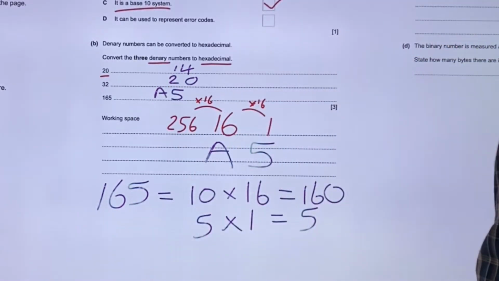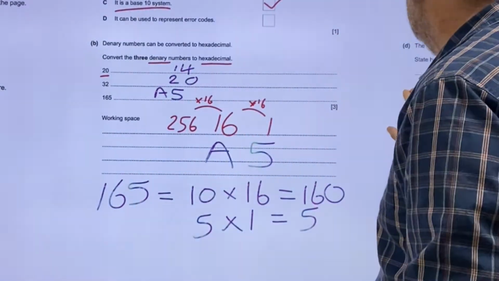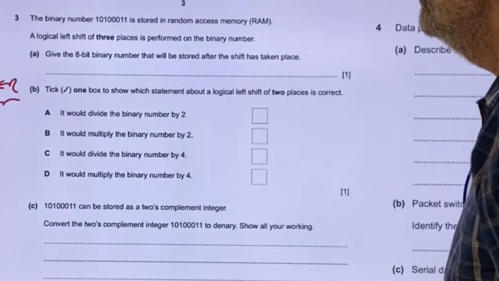Okay, so that's how we do that one. Switch back to red rather than rainbow pen. Microsoft Whiteboard. Question 3.